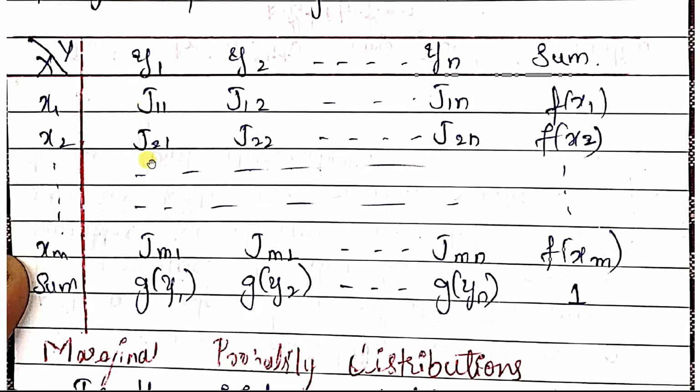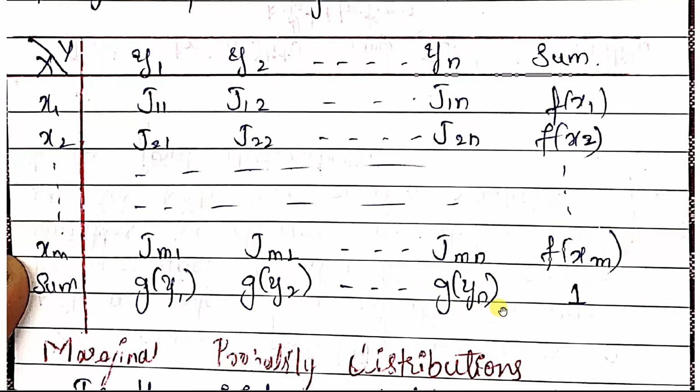Okay. Similarly, column wise, see, the sum of all these elements will give you some element. That element is identified as g of y1. Similarly, for the second column, when you sum all these elements, J12 plus J22 plus J32, all these elements till Jm2, then the element is called g of y2. Similarly, all these sums will give you g of yn.